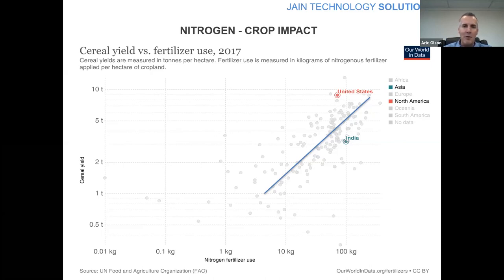In two countries that I'm familiar with, the United States and India, both countries are using about 100 kilograms per hectare of nitrogen on cereal crops. But one country is yielding 3 times more on about the same amount of nitrogen. Anything above that line, people are yielding higher, and below the line, people are yielding less for the same amount of nitrogen.